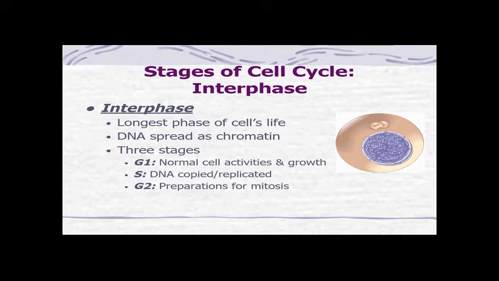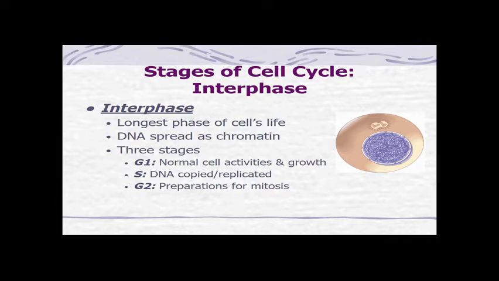The G1 stage is when the cell's doing all of its normal activities. It's doing what that cell's supposed to do. If it's a skin cell, it's doing the job of a skin cell. If it's a stomach cell, it's doing the job of a stomach cell. And during this time, the cell's actually physically growing. It's getting larger. The next stage is the S phase, and S stands for synthesis.